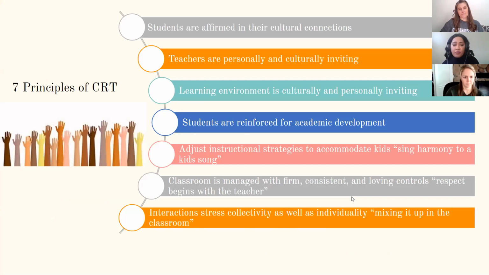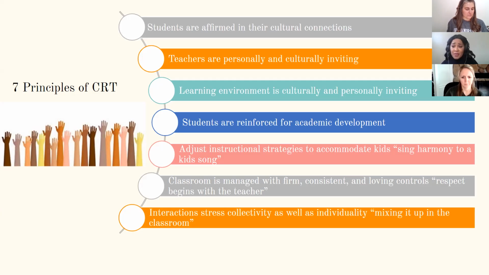So these are the 7 principles of CRT. Students are affirmed in their cultural connections, or kids get it that we get them. Just to go back a little bit, these principles are grounded in the acknowledgement of race, religion, family background, gender, culture, sexual orientation, and student learning style. So going back to 1, students are affirmed in their cultural connections. Kids get it that we get them. 2, teachers are personally and culturally inviting. Kids get it that we like them.